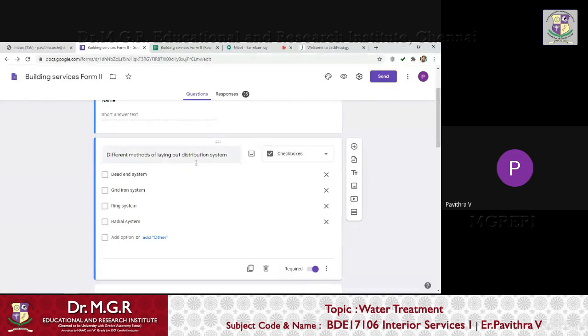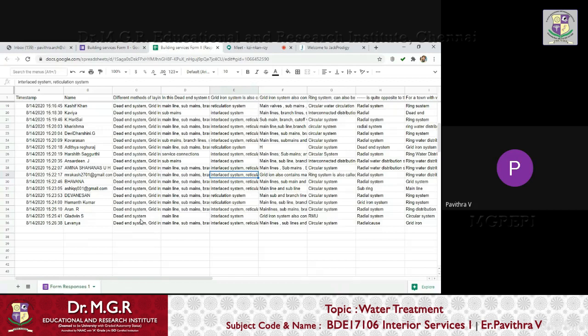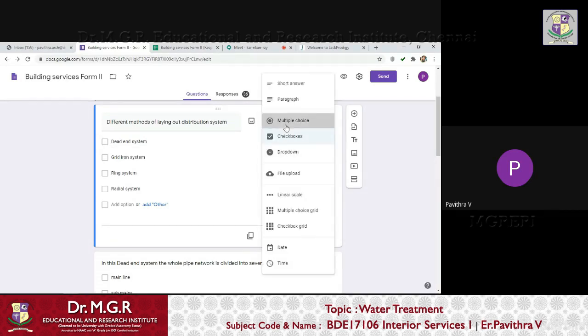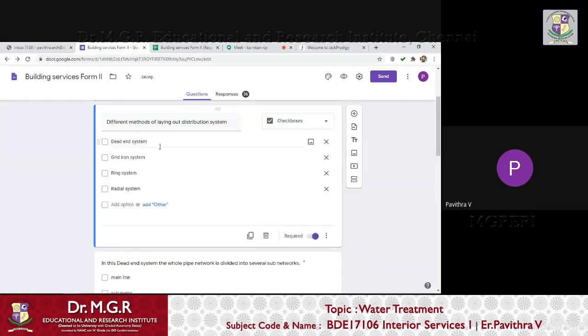Different methods of laying out water distribution will be all the four. Many of them have given all the four, and Gladwin alone has given only one system. There is a hint: since I give a box like this, there will be multiple answers for this question. If I give multiple choice in a round pattern, there will be only one answer. But with checkboxes, there will be multiple answers. Make sure you note this for the next session.